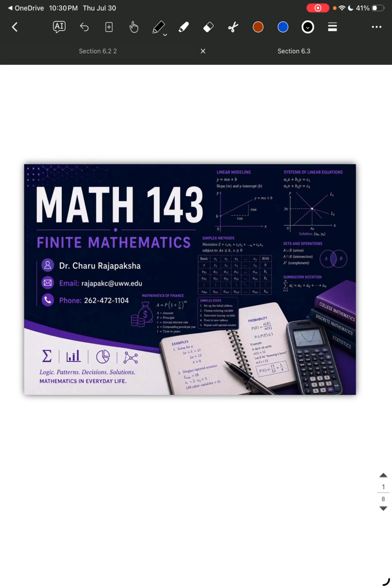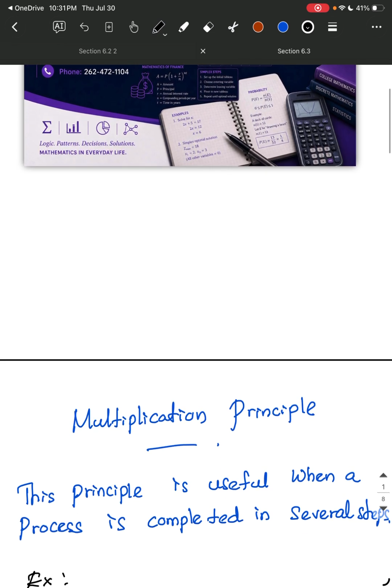143. Finite mathematics. In the previous sections, we learned how to describe sets, perform set operations, and count the number of elements in unions and intersections. Today, we are going to study a new counting technique called the multiplication principle. The multiplication principle is useful when a process is completed in several steps.